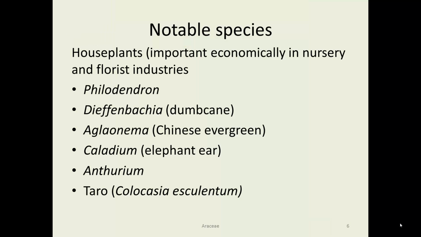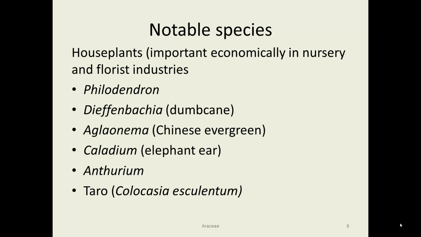Some notable species. A lot of these are houseplants as far as their economic value or economic status on the earth. In the nursery and florist industries, hundreds of thousands of these plants are grown every year. Additionally, there's taro, a food plant that enormous numbers of people use as a starch source. So we've got philodendron, Dieffenbachias, which, even as odd as the name is, are called Dieffenbachia in the horticulture industry, or dumb cane.